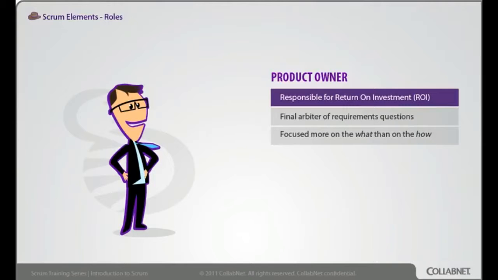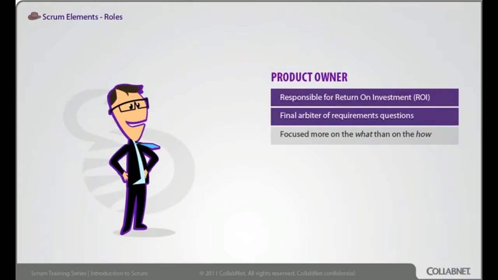The Product Owner mostly exerts that influence through the prioritization of the product backlog. The Product Owner is the final arbiter of requirements questions. That doesn't mean he'll give you all the detailed requirements up front, or even all the details at the beginning of every sprint, but the Product Owner does make the final call about those things.